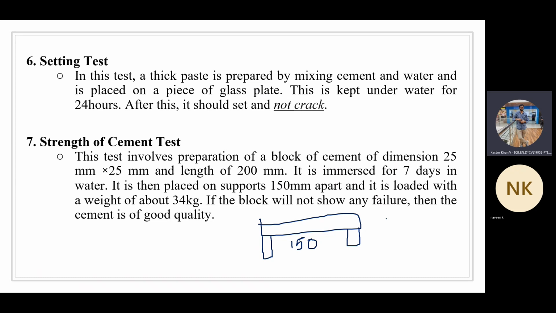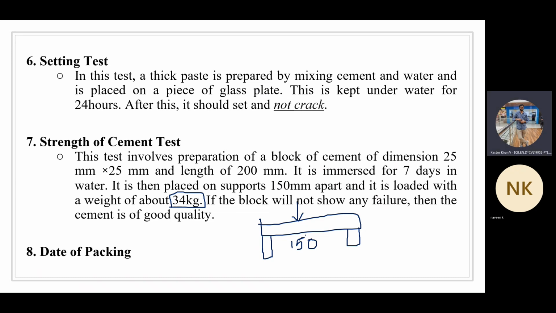Once you place the supports, you are going to apply a weight of 34 kilograms on the specimen. If the cement block does not fail, then you can call such cement a good quality cement. If you keep 34 kilograms of weight on the cement block and it does not fail, you can verify that the quality of the cement is very good. Such cement is used for construction activities.